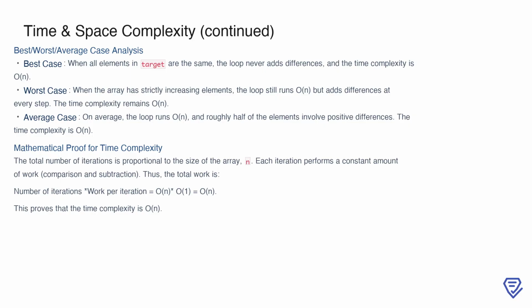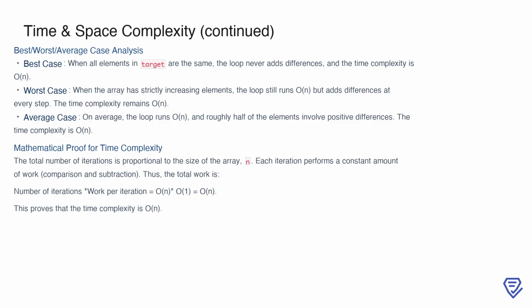Next, we examine the best, worst, and average case scenarios for the algorithm. In the best case, all elements of the target array are the same. Here, the loop completes without adding any differences, and the time complexity remains O(n), because the loop still iterates through the array. In the worst case, the array is strictly increasing. Although the loop adds differences at every step, the work per iteration is still constant, so the time complexity remains O(n). On average, the loop still runs O(n), with positive differences being added for roughly half of the elements.